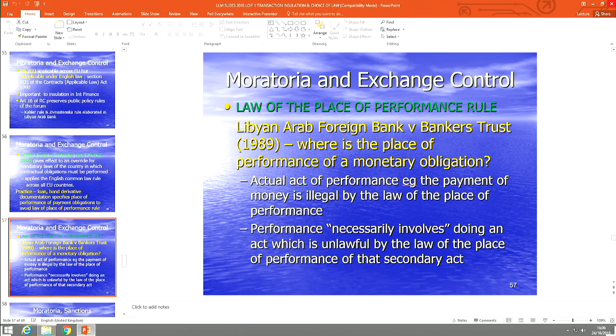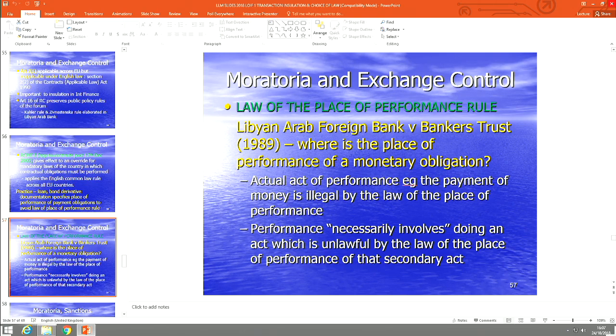And if the payment is illegal where it has to be made, then Article 9.1 and the so-called place of performance rule requires that payment not be made. And that governing law will recognize the prohibition by the law of the place of performance. But that's not the end of the story.